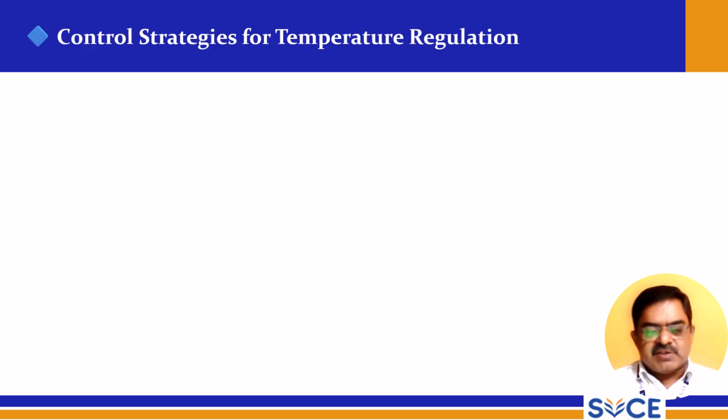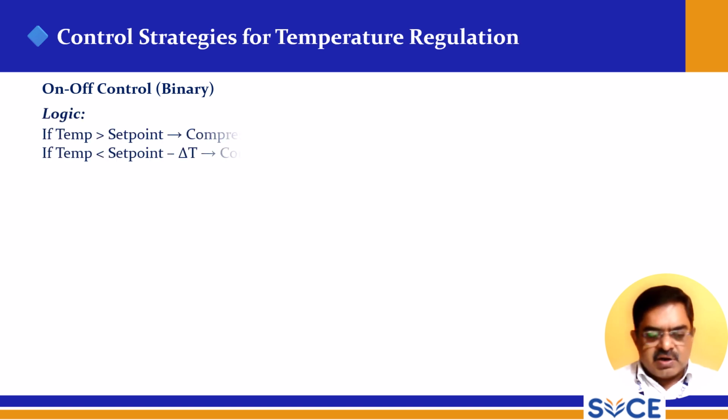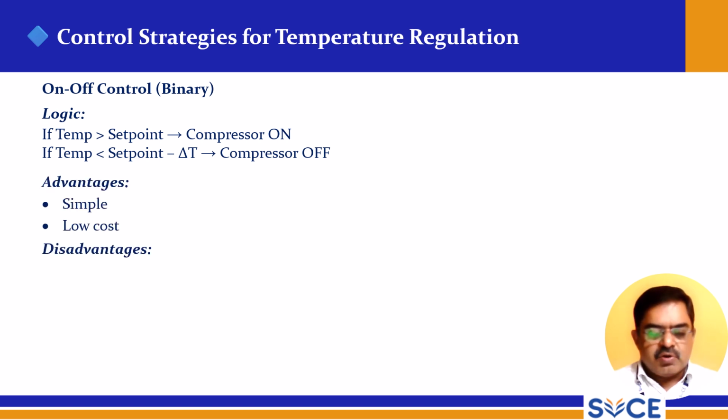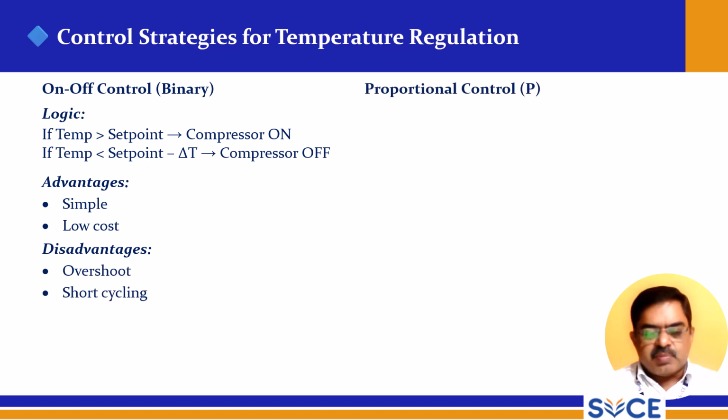So, control strategies for temperature regulation. One is very simple, binary, just on or off. The logic is, if temperature is at the set point, the compressor is on. If temperature is lesser than the set point minus delta T, then the compressor should go off. Advantages are simple, low cost. Disadvantages are overshoot, short cycling, and proportional control.